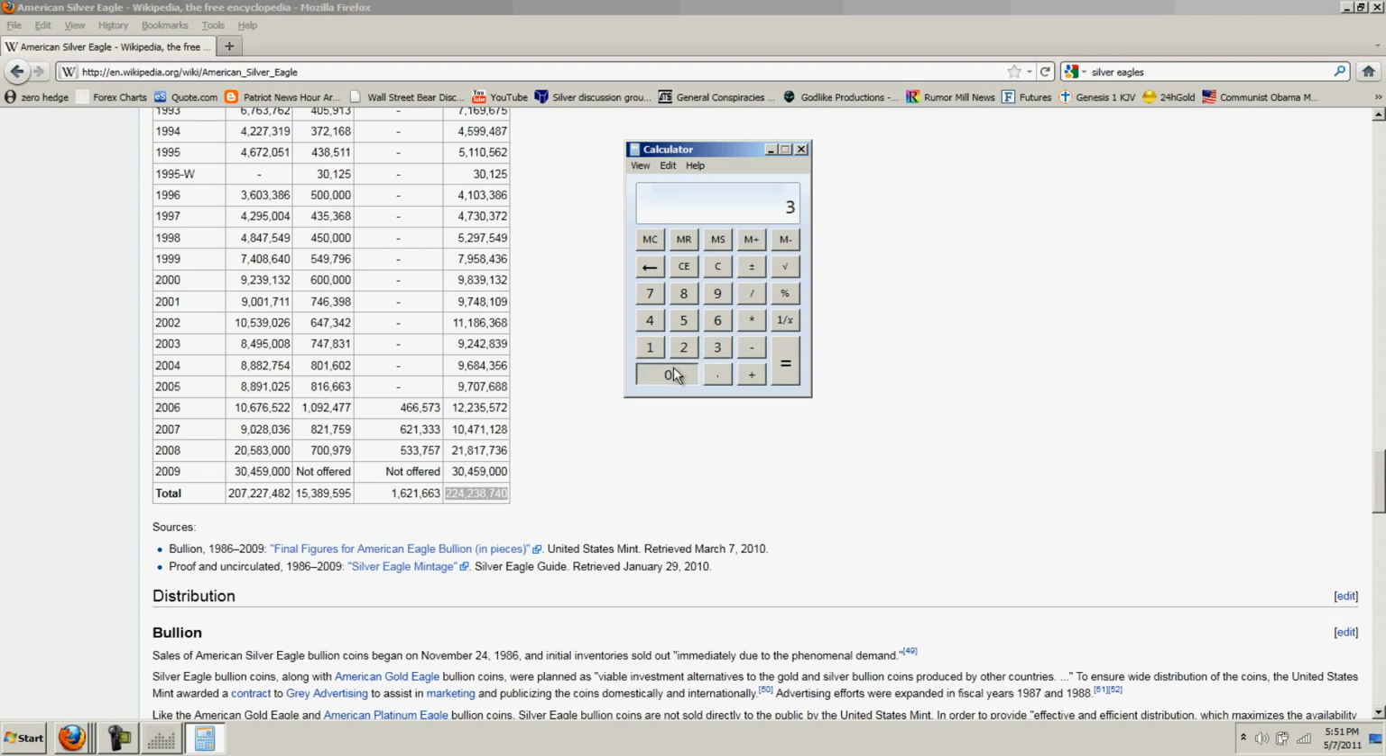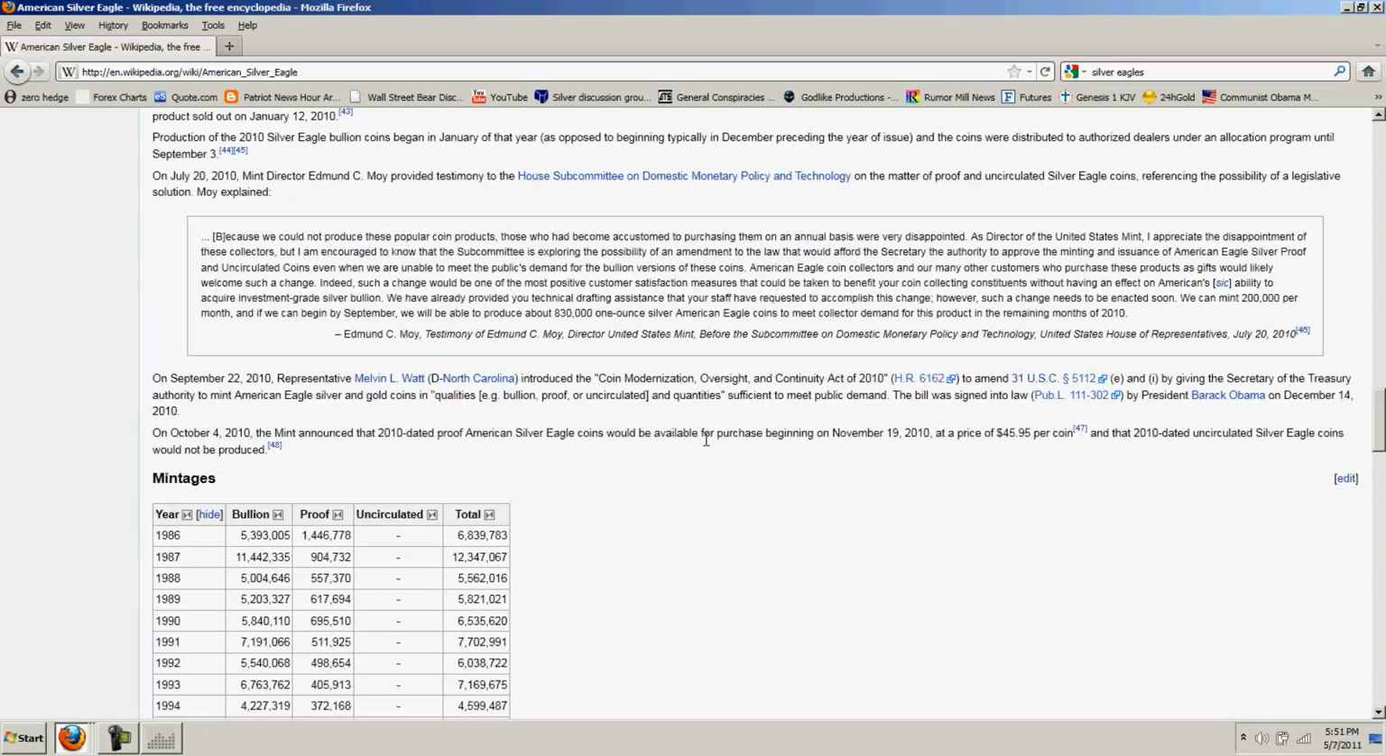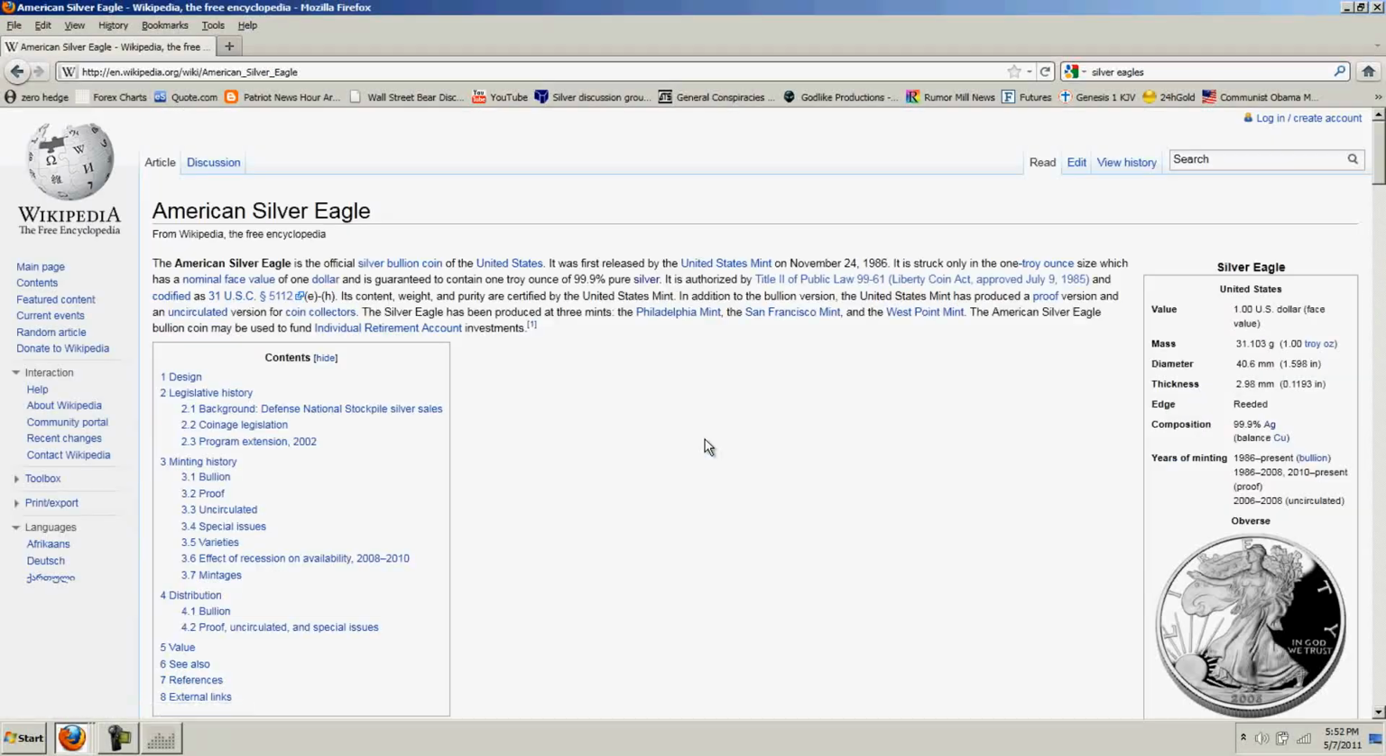And we've got 300 million ounces times $35, which is what they say it's worth. We know they're going for more on eBay, but that comes to $10 billion, $10.5 billion. So all the eagles they've ever made are $10.5 billion.